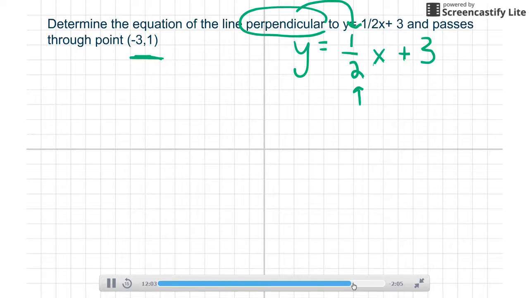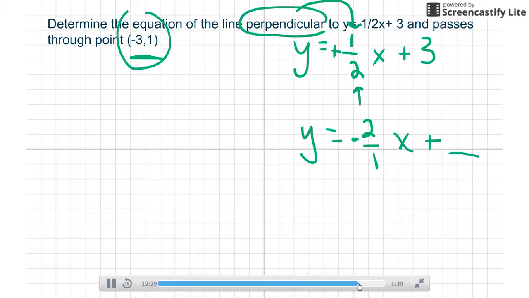So remember, if I'm trying to find parallel, I would use exactly 1/2. But because I want perpendicular, I'm going to flip it. So I'm going to change this to a 2/1 and go opposite reciprocal. So basically, I have to have something that looks like this. And again, I don't know what that is, but I do know that the slope absolutely must be that, and then I could have this b down here be anything. But because they tell me it has to pass through this point, then I have to use that point.